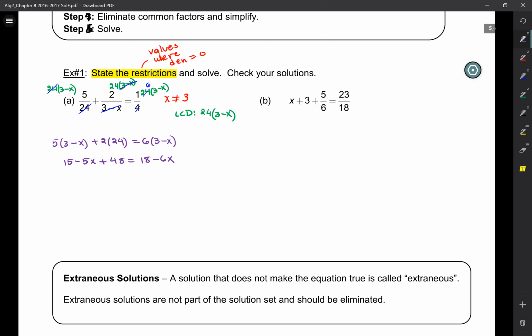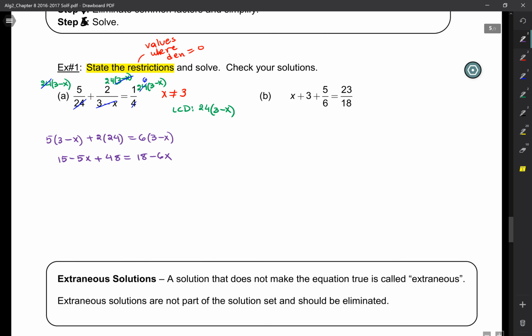So I first multiplied each term by 24 times 3 minus x, right? And there was a 24 on top and bottom, so they canceled. Okay, so now I have 15 plus 48, which is what? 63. So minus 5x plus 63 is equal to 18 minus 6x. I add 6x to both sides, so I get x equals 18 minus 63, which is negative 45, right?